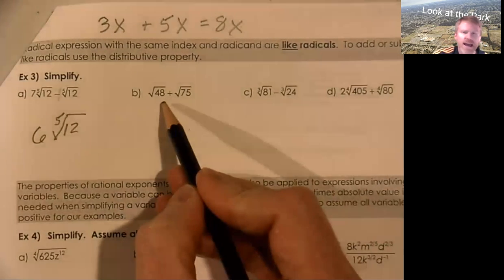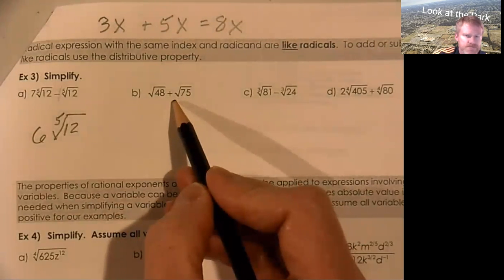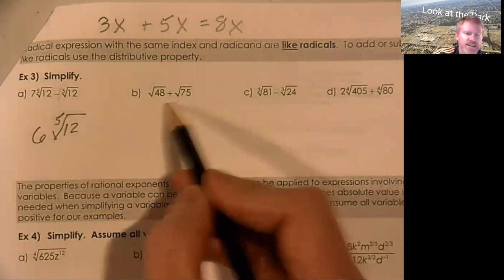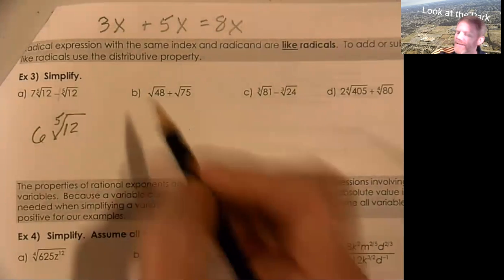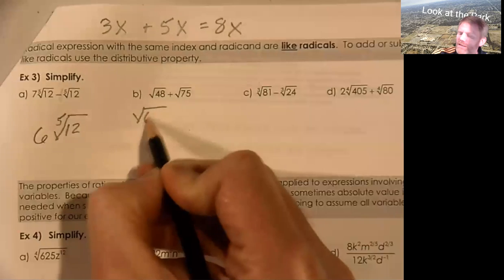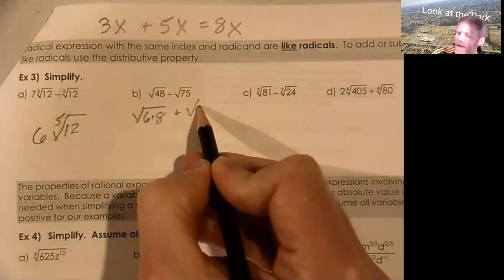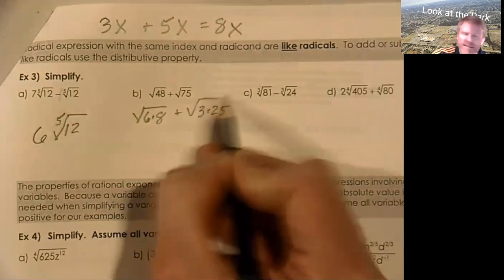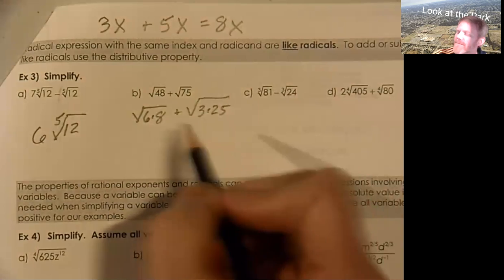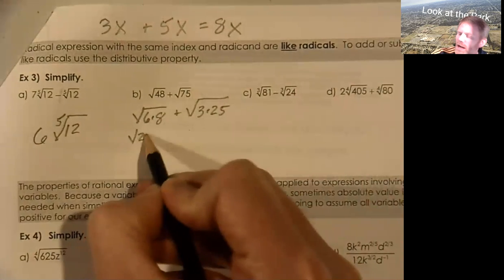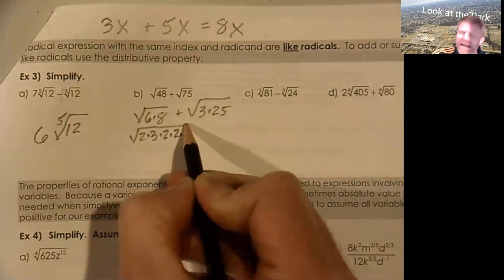But what if we don't have like terms? So if you don't have like terms, you have to break these down. You need to know what goes into 48. Well, you might know 6 times 8 is 48. And you might know that 3 times 25 is 75. Still nothing matches. You don't have any like terms. Well, this becomes 2 times 3, that's 6, and 2 times 2 times 2, that's 8.